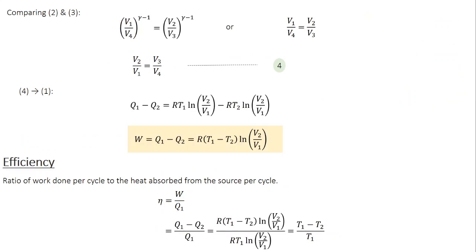So I have two equations for T2 divided by T1, which means I can equate these two. When I do that, I get V1 divided by V4 to the power gamma minus 1 equal to V2 divided by V3 to the power gamma minus 1. The power is common, so I can cancel that. I get V1 divided by V4 equal to V2 divided by V3, or when you rearrange the terms, you get V2 divided by V1 equal to V3 divided by V4.